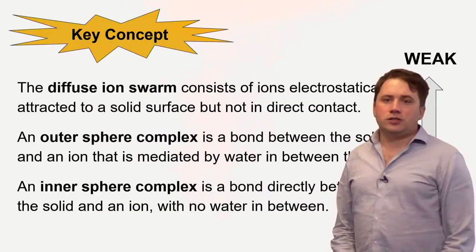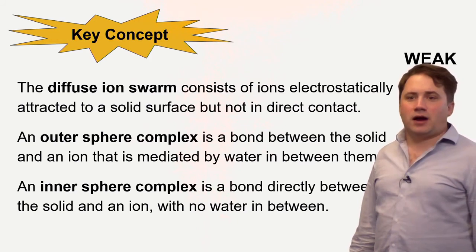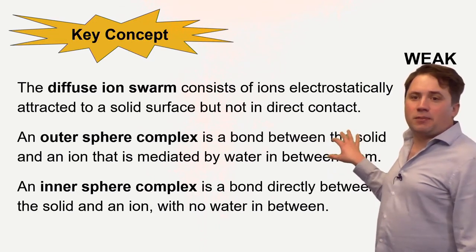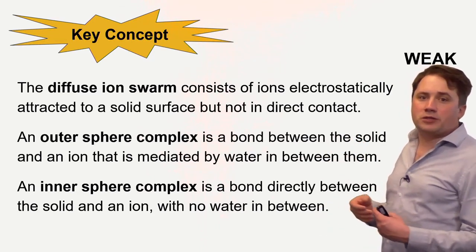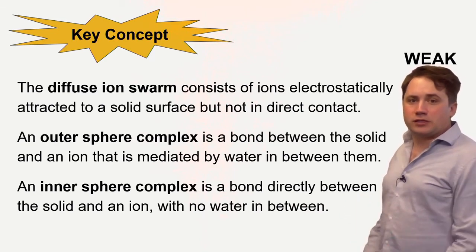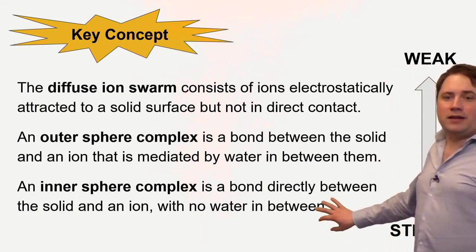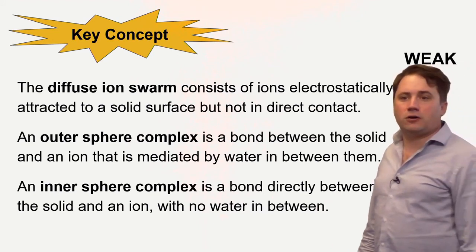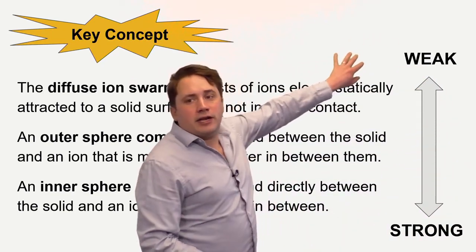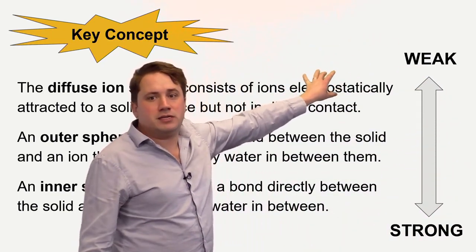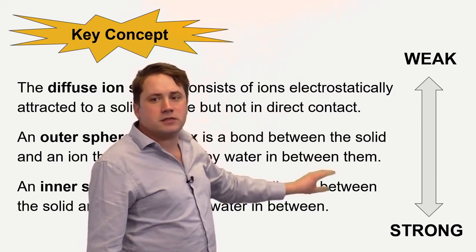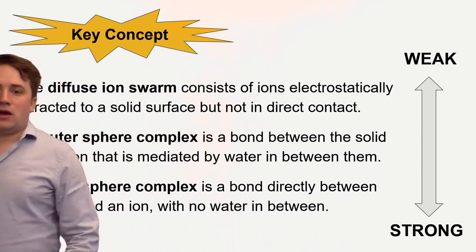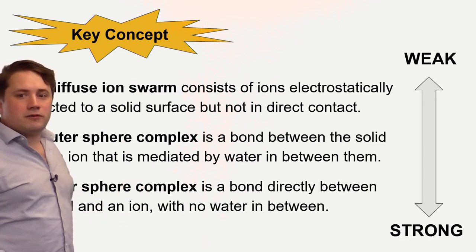Just to summarize, the diffuse ion swarm consists of ions electrostatically attracted to a solid surface, but not in direct contact. An outer sphere complex is a bond between a solid and an ion that is mediated by water between them. So water is relaying the attractive forces between that ion and the solid surface. And finally, an inner sphere complex is a bond directly between a solid and an ion with no intervening water in a hydration shell. And this spans a gradient of weak bonds up at the top. Diffuse ion swarming is the weakest form of bonding to a surface. Two very strong interactions at the bottom. Inner sphere complexes can effectively sequester elements for a very long time and very strongly.